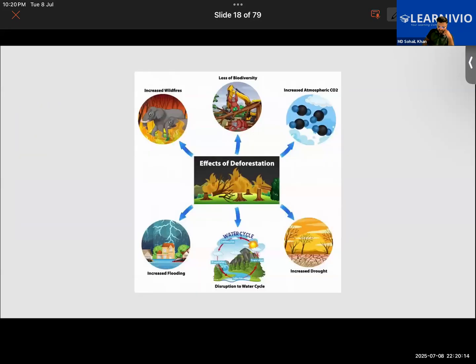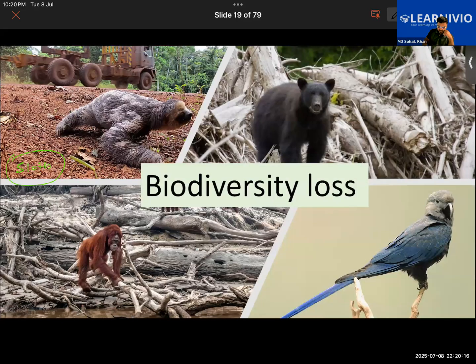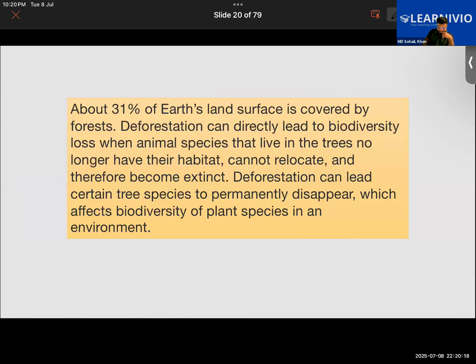So these were the different consequences of deforestation. Hope the topic of deforestation is clear to everyone.